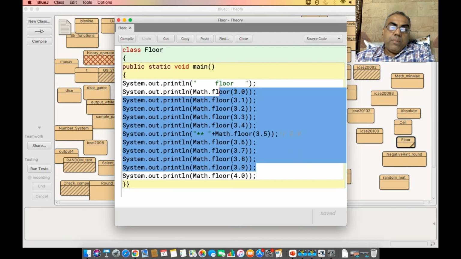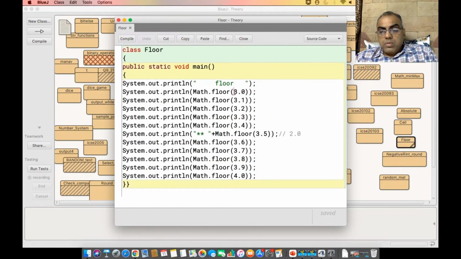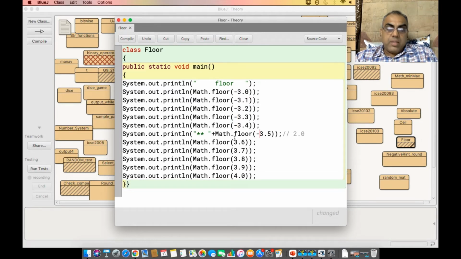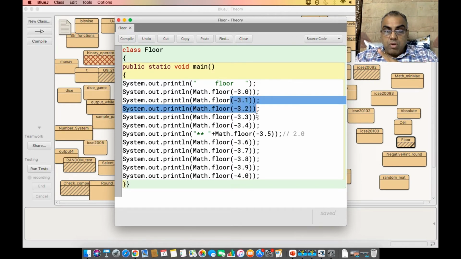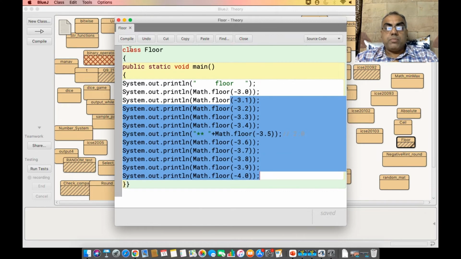Same thing if I apply the negative values with floor. Now we know we need a value which is lower than the number. A number lower than minus 3 will remain, of course, minus 3 because there is no other value here. But the lower value than minus 3.1 is minus 4 and not minus 3. Minus 3 is higher, minus 4 is lower. So this is all going to give you minus 4.0.